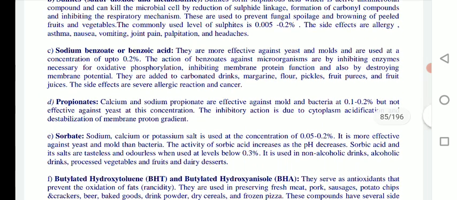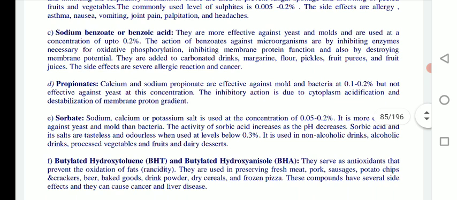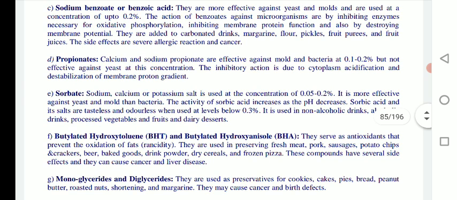And in case of sodium benzoate or benzoic acid, they are most effective against yeast as well as mold and are used at a concentration of 2.2%. And the action of benzoate against microorganisms is by inhibiting enzymes necessary for oxidative phosphorylation, inhibiting membrane protein function, and also by destroying membrane potential. So they are added to carbonated drinks, pickles, fruit purees, and fruit juices. Again, these are allergic and they are also carcinogenic.